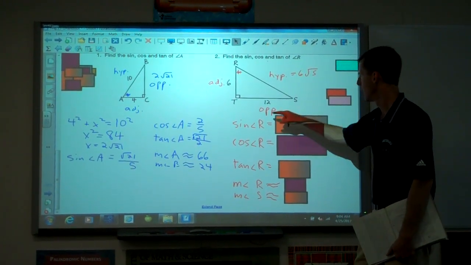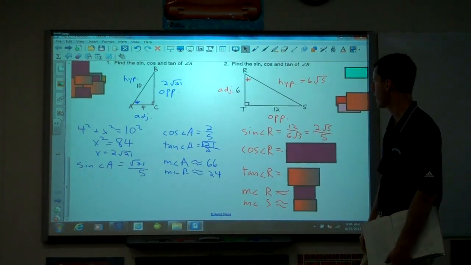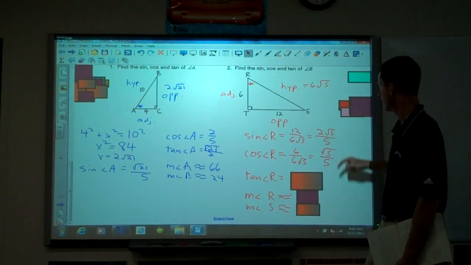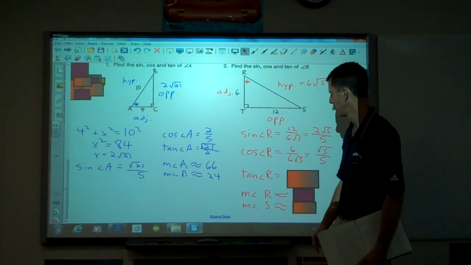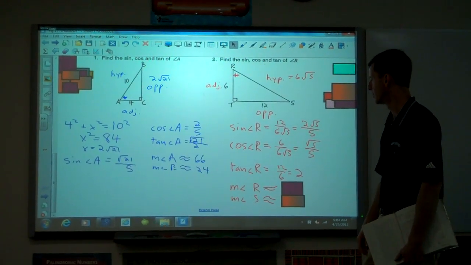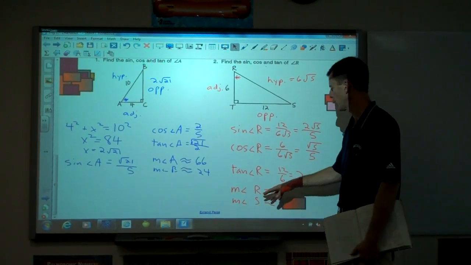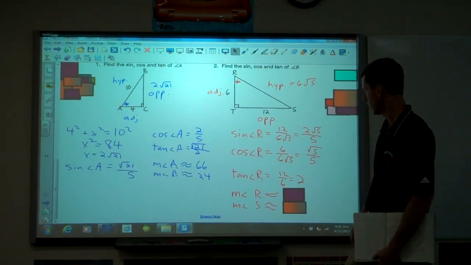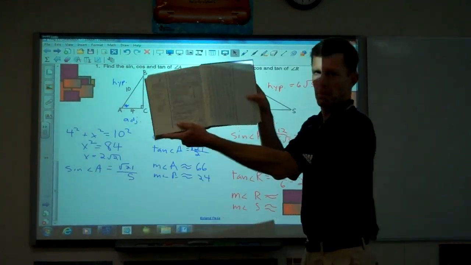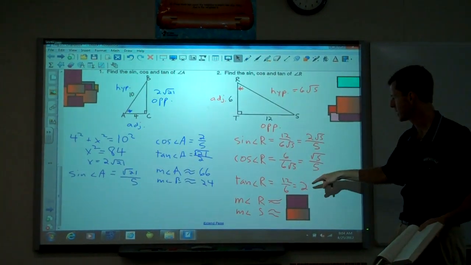Okay, we're back. So the sine of angle R, hopefully you got 2 root 5 over 5. Cosine of angle R, hopefully you got root 5 over 5. And the tangent of angle R, hopefully you simplified it to 2. Okay, so how do we figure out what the measures of angle R and angle S are? Well, let's take one and use our table. It's right here again, page 567. Let's take the tangent of R.